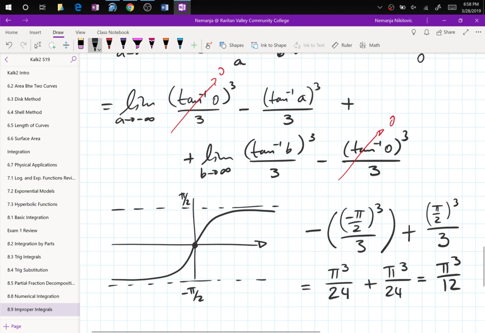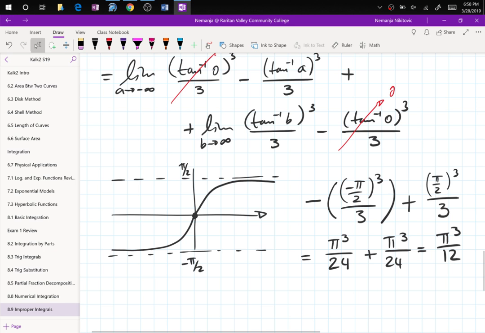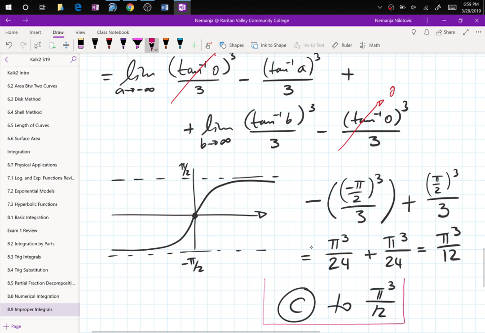Very good. So I was just testing all of you, and you all failed. Olga, very good. Thank you. And I said convergence in the beginning, so it converges to pi cubed over 12. That's the answer. So, it's convergent if it goes to a finite value, and it's divergent if it goes to infinity or negative infinity. Yep.